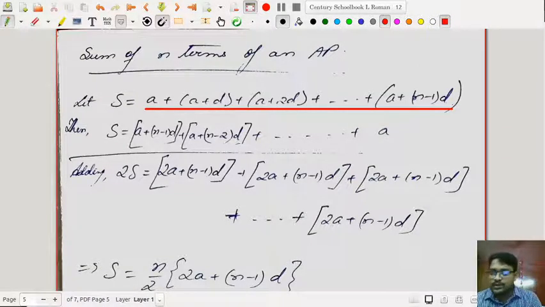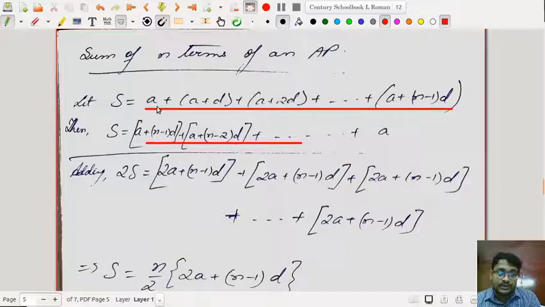His teacher asked him, as a punishment, to find the sum of the first 100 natural numbers, 1 up to 100. He solved it in seconds. What he did was, he wrote 1 up to 100 in one line. In the next line he reversed the order and wrote it from 100 to 1. Then he added term by term, so each of the terms became 101, and he could find it easily. This is quite a historical approach to finding the sum of n terms of an AP.